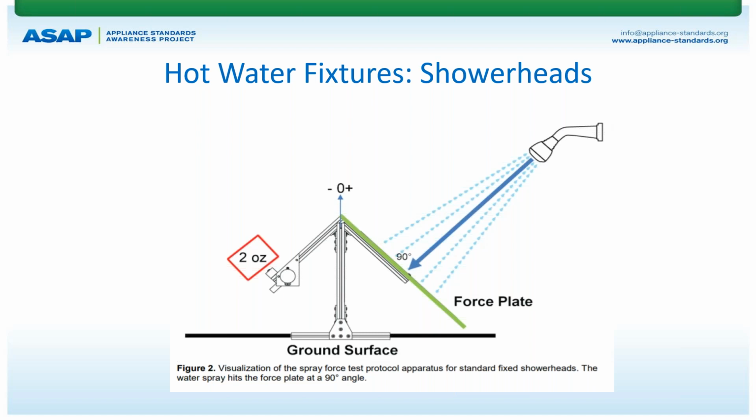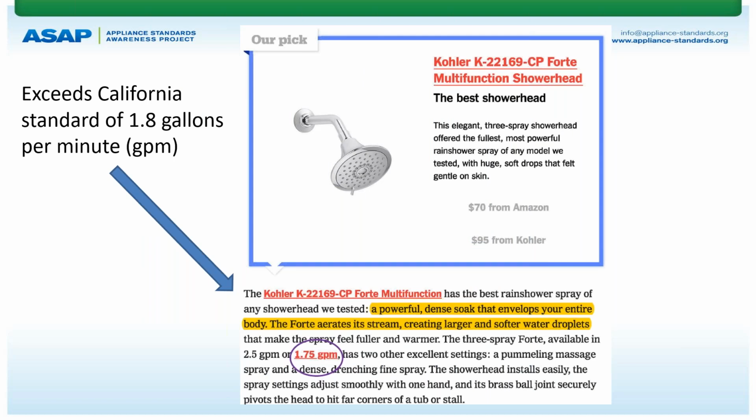So for the showerhead specification under WaterSense, the test procedure defines a spray force test, where a showerhead is set up to spray on an apparatus that looks like the one depicted here. And if the spray force is equal to or greater than the counterweight, it'll move a force gauge. The result is that high efficiency showerheads are really quite well liked in the US.